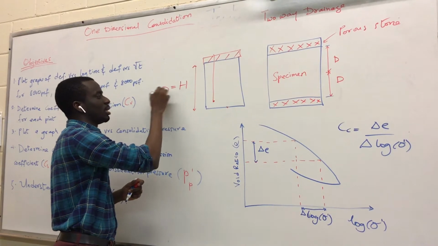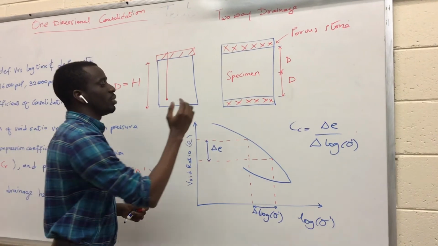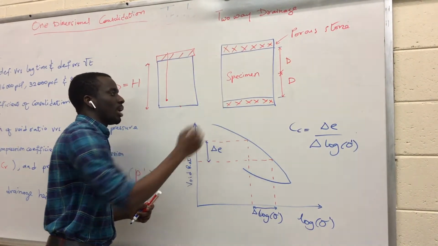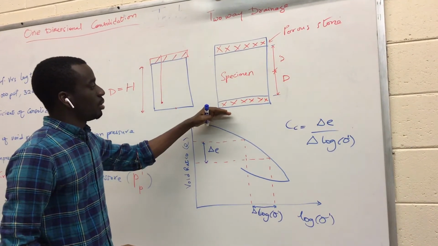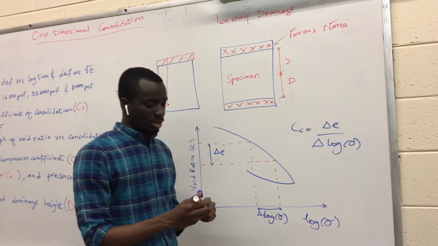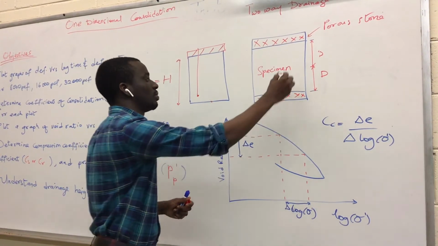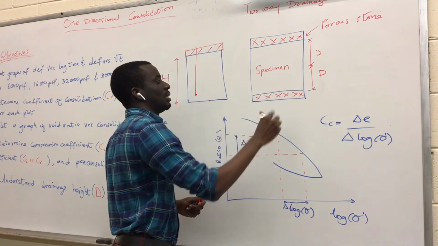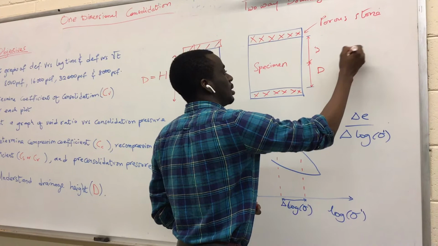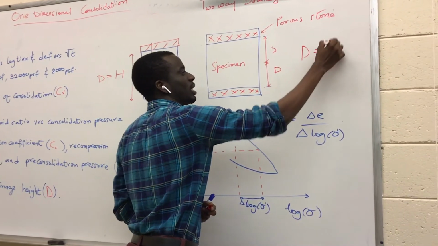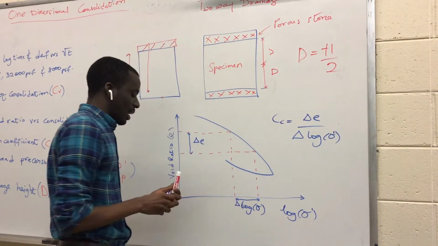That becomes D. However, what we are using in this lab is the two-way drainage, which means that I'm having two porous stones, one at the top, one at the bottom. So what happens is that your highest distance of drainage for a water particle to travel will become half the height of the whole sample, in which case my drainage height, which is D, becomes H divided by 2, where H stands for the height of the sample.